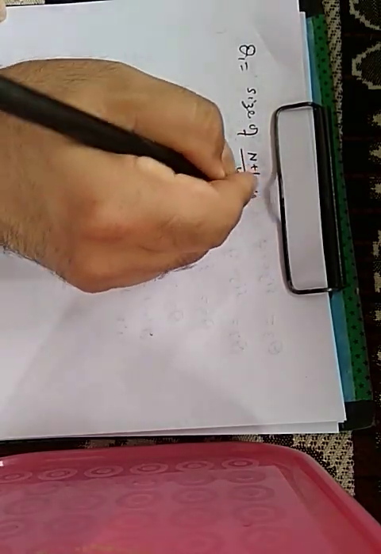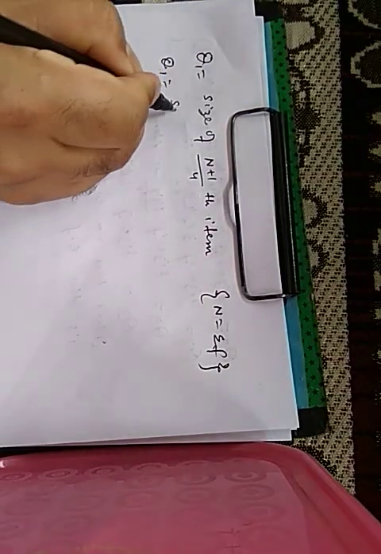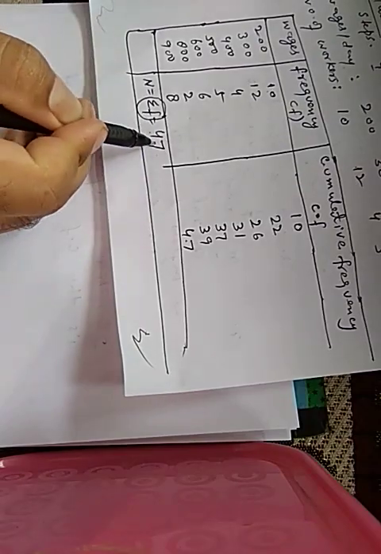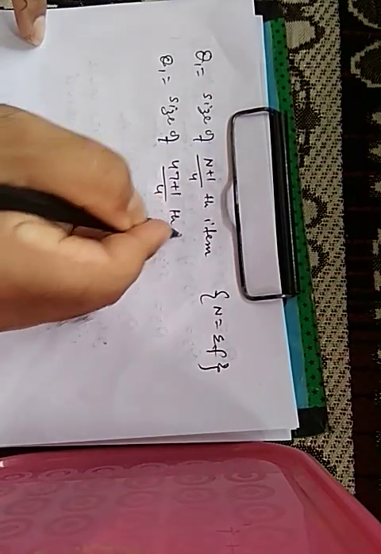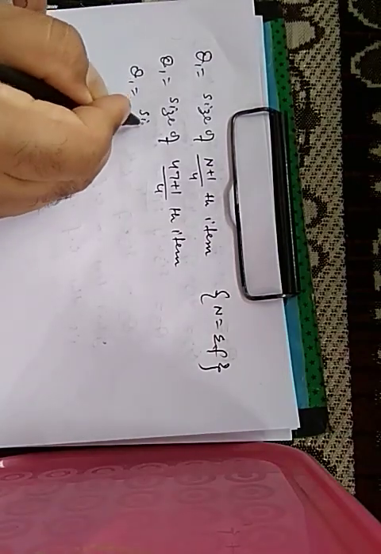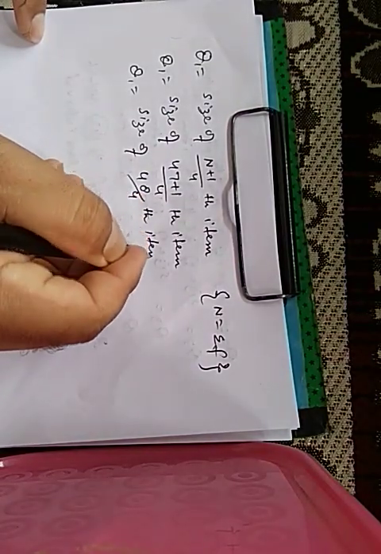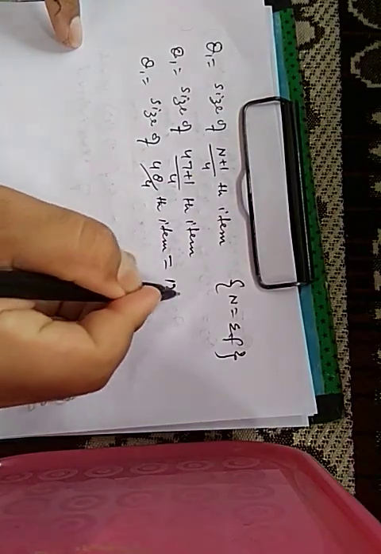First quartile will be equal to size of (n plus 1) divided by 4th item, where n is equal to sigma f, which is equal to 47. So it will be the size of (47 plus 1) divided by 4th item, which is 48 divided by 4th item. It will be equal to the 12th item.